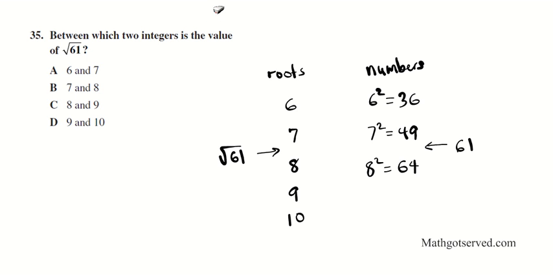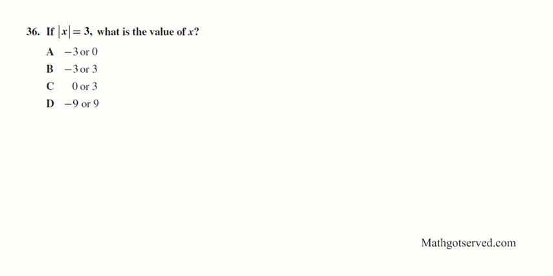So our answer here is 7 and 8, so that is option letter B is our answer for this one, okay? All right, now let's move on to the next one, number 36. It says, absolute value of x is 3. What is the value of x?